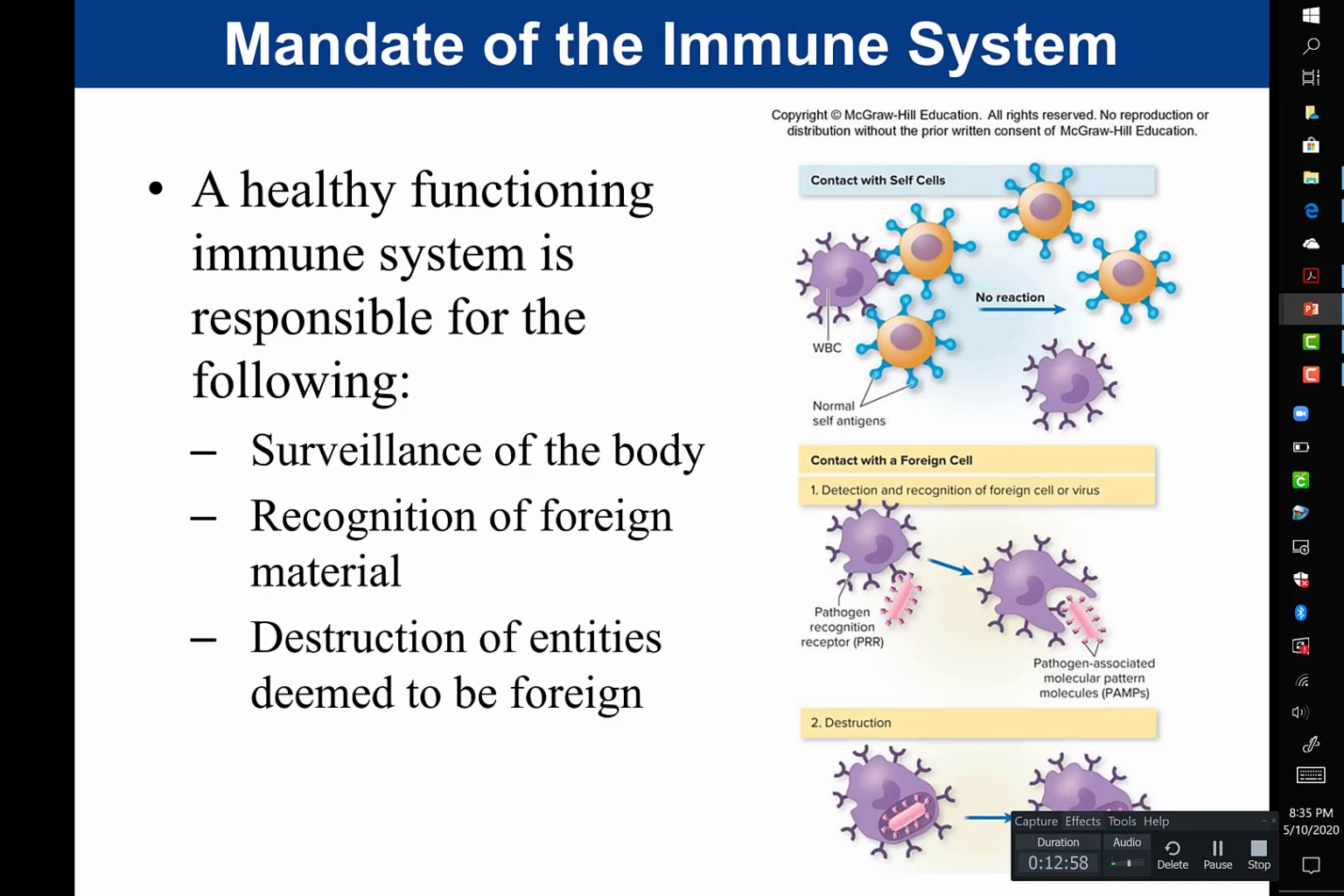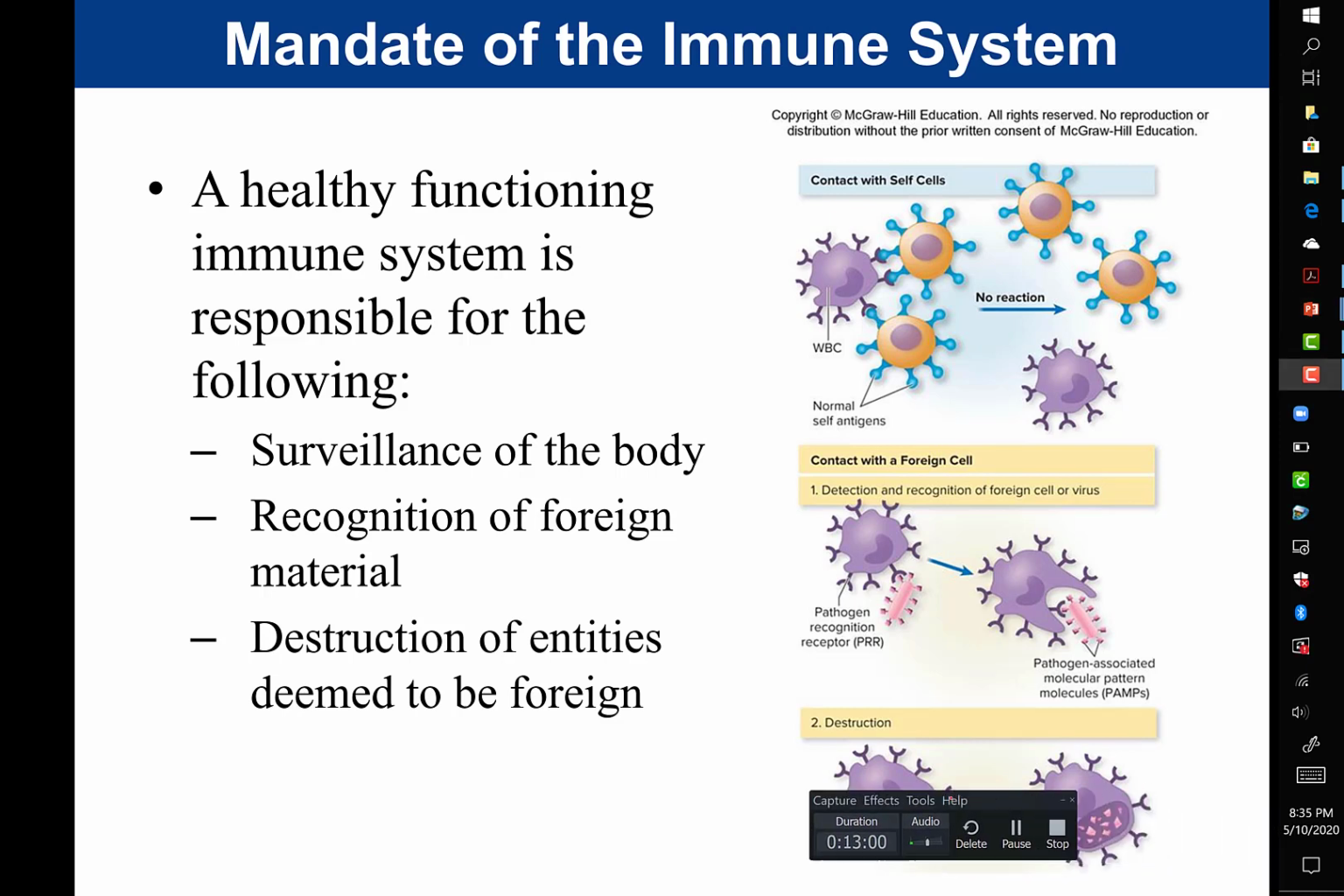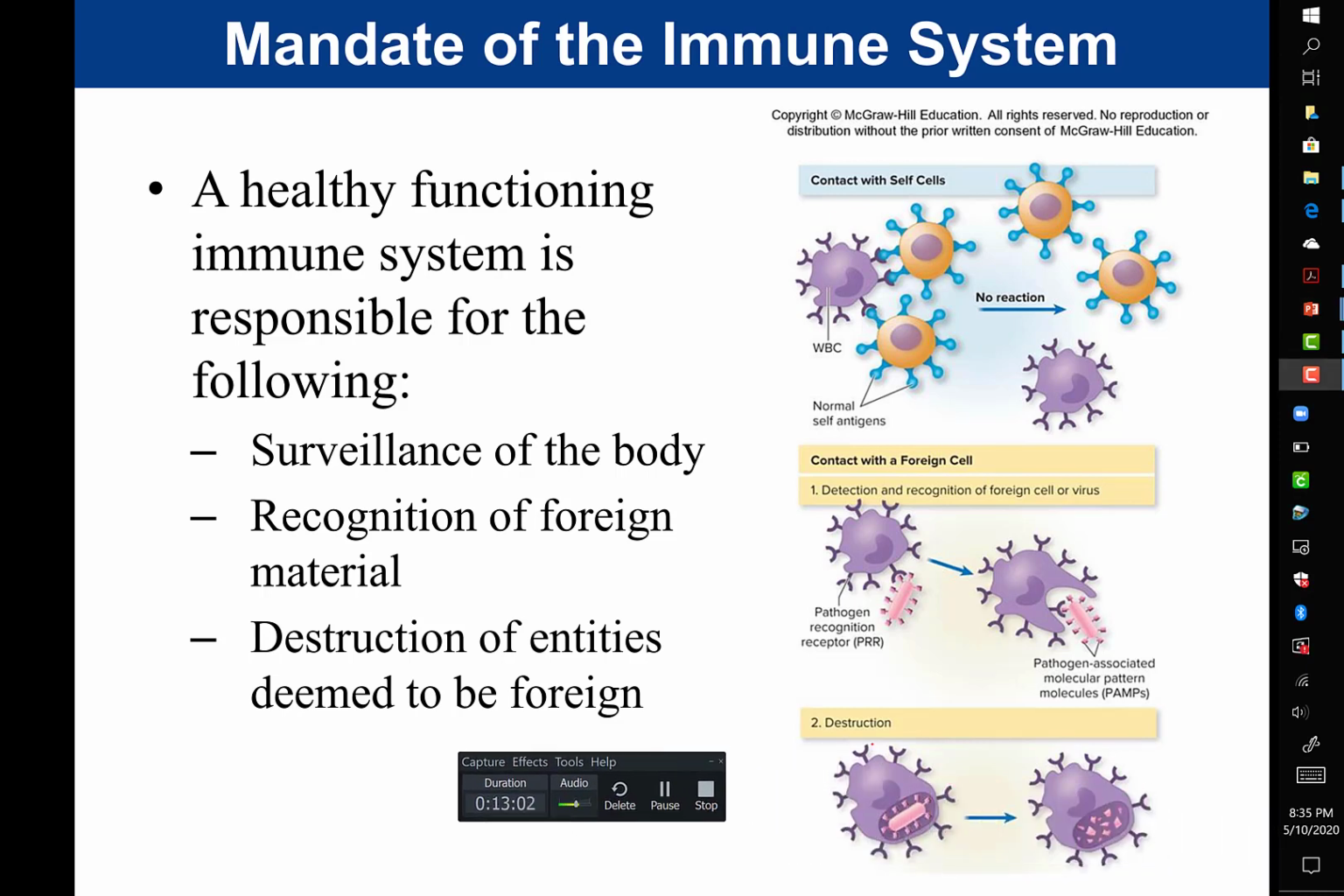And so this bottom picture is basically showing you the destruction of that foreign invader. The white blood cell is going to take in that pathogen and it's going to target it for destruction. It's going to break it down.